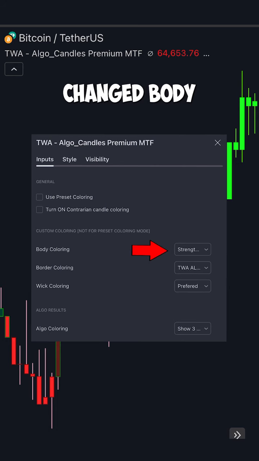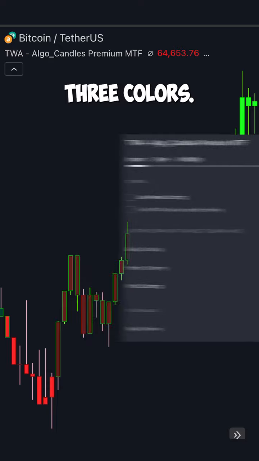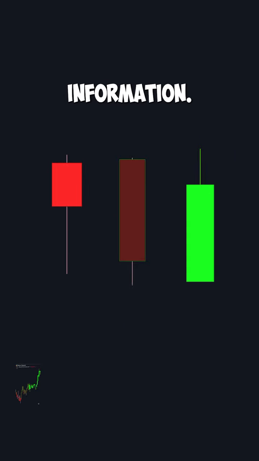I have changed body coloring from TWA Algo coloring to Strength Bar, and I have changed the algo coloring from combining everything into one color to showing three colors. This way, I am able to see three key pieces of information.